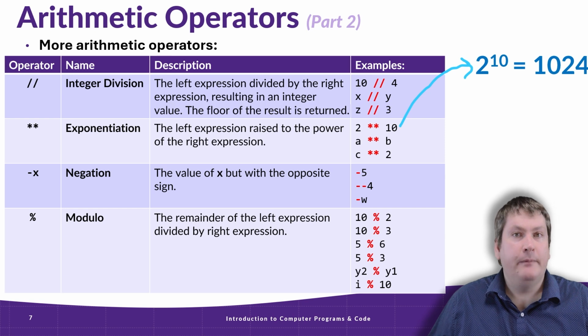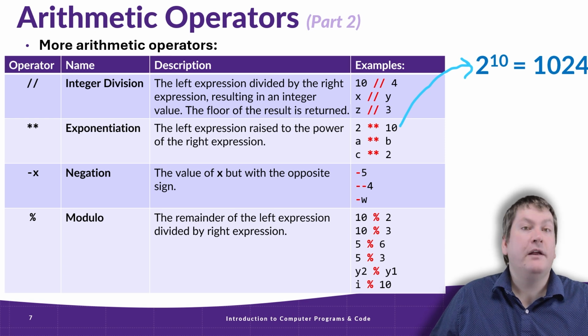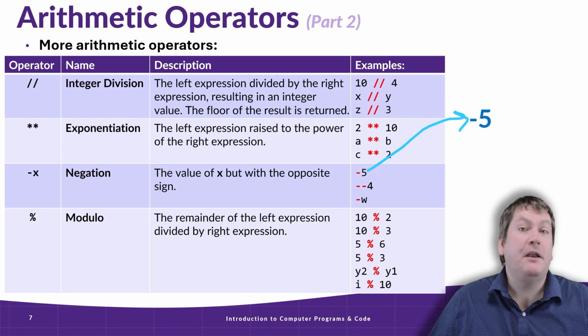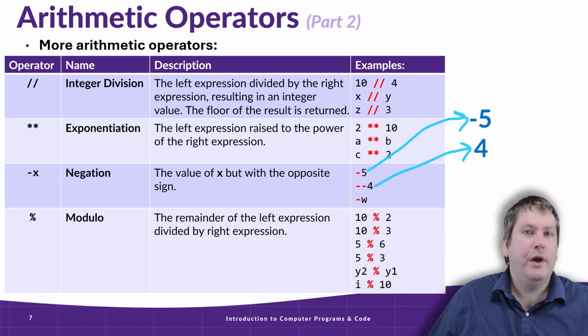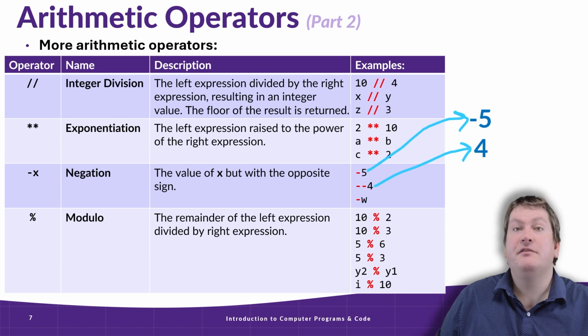The next operation is negation, and this is equivalent to switching the sign of the value or multiplying it by -1. Unlike the other operators we have seen so far, negation is a unary operator, meaning that it only involves one value. In this example, we're negating the value of 5, which results in -5. The second example is a bit more complicated. This would be minus minus 4, or negating the value of 4 twice, which just results in the value of 4 again.